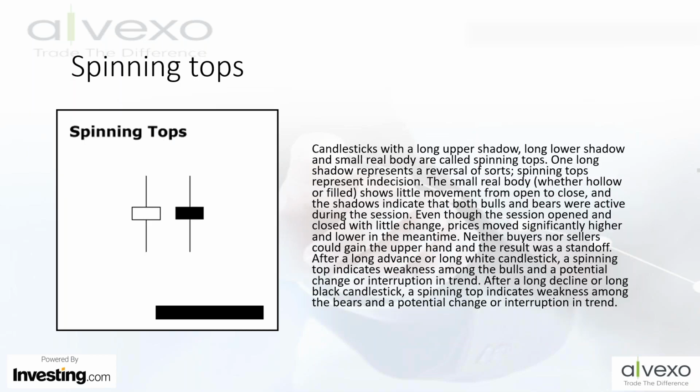Then we also have spinning tops. Spinning tops look like the candles that we saw, the indecisiveness. Candlesticks with long upper shadows and long lower shadows and a small real body are called spinning tops. Spinning tops represent indecision. The small real body shows little movement from open to close, and the shadows indicate that both the bulls and the bears were active during the session.